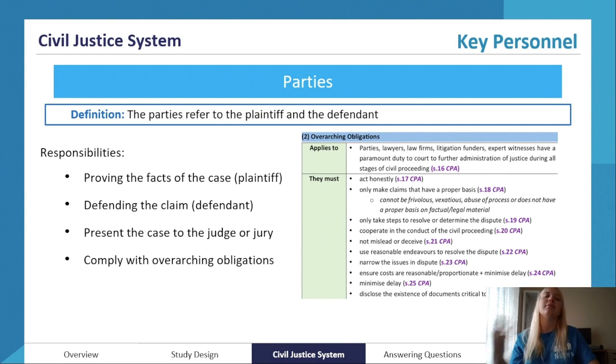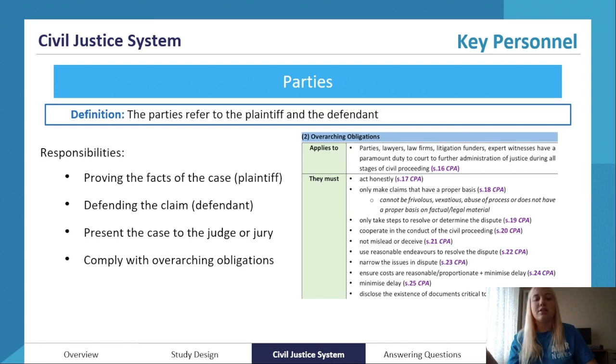What are our parties? Of course, that's the plaintiff and the defendant. So first of all, these are the key responsibilities. The plaintiff has to prove the facts of the case. They have the burden of proof. The defendant is defending the claim. They both have to present the case to the judge or jury.